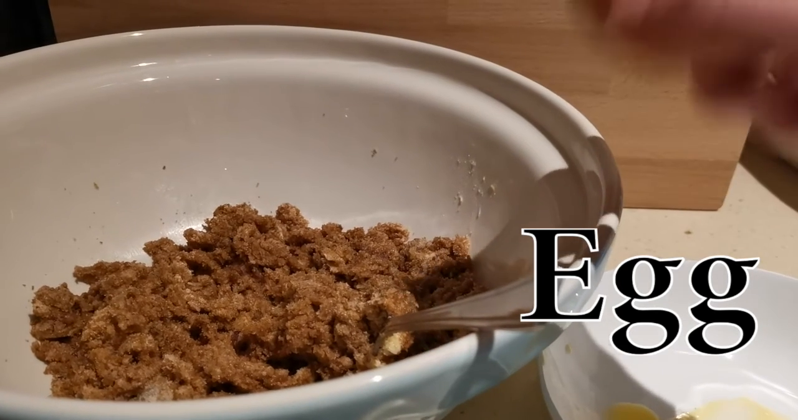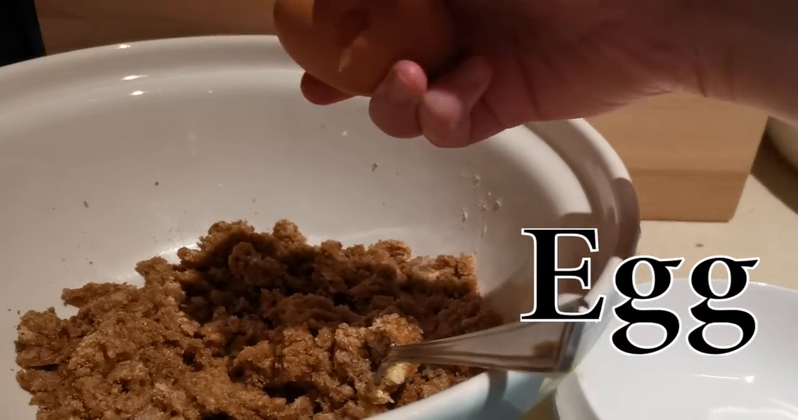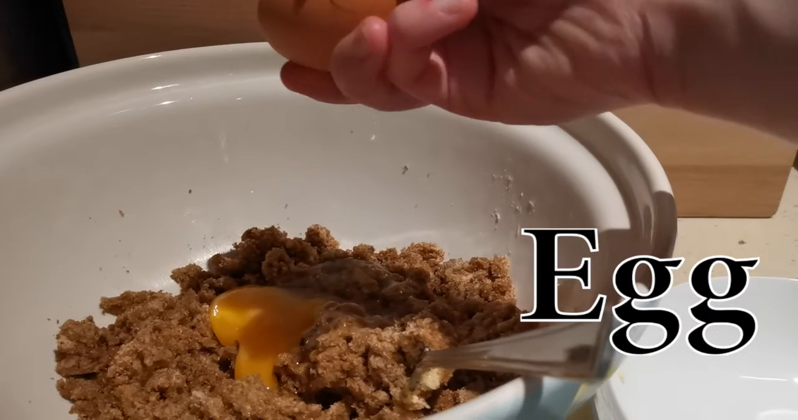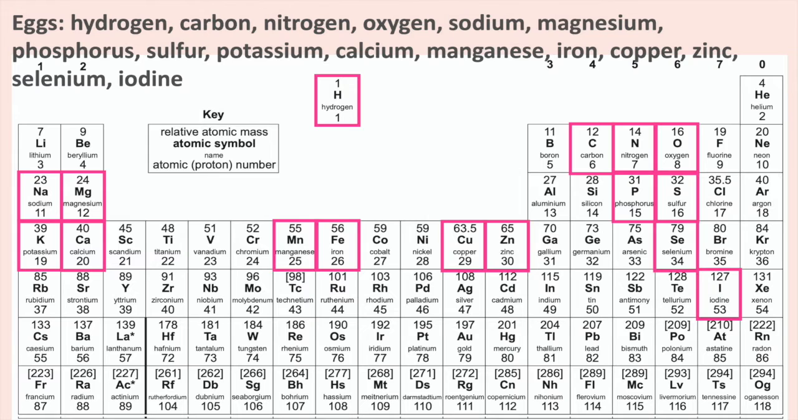I also used eggs, which contain a lot of different elements. So they have hydrogen and carbon and oxygen, and they also have protein, which has nitrogen. In addition to these elements, eggs also contain magnesium, phosphorus, sulfur, potassium, calcium, manganese, iron, copper, zinc, selenium, and iodine, and also probably a few elements that I haven't included here.